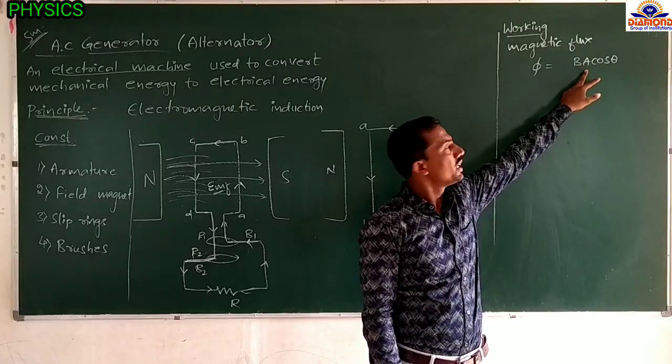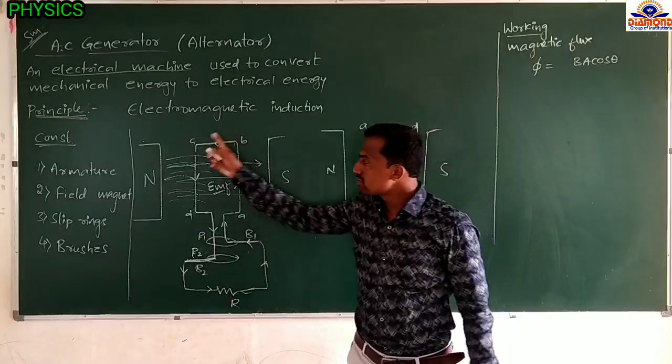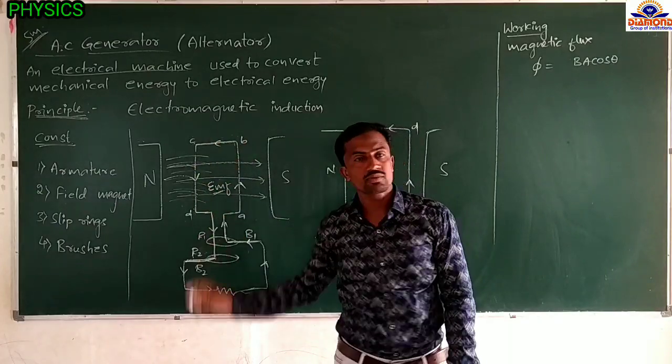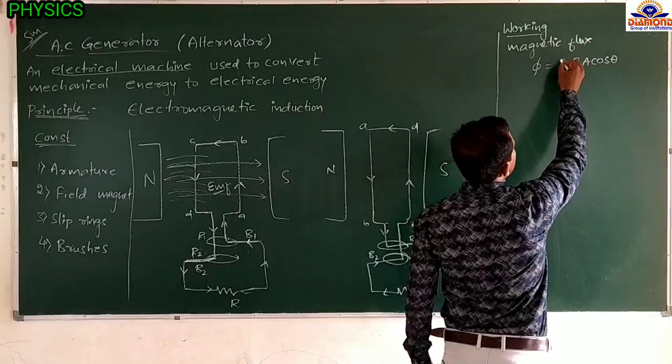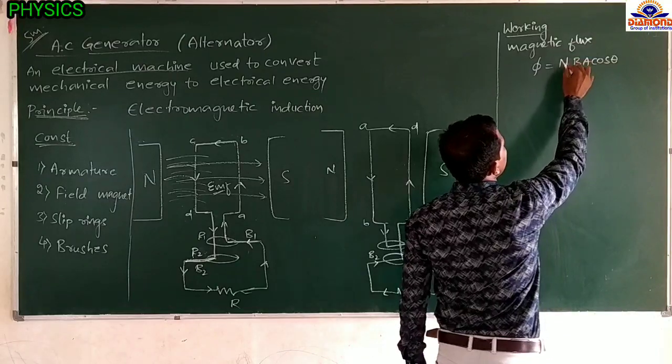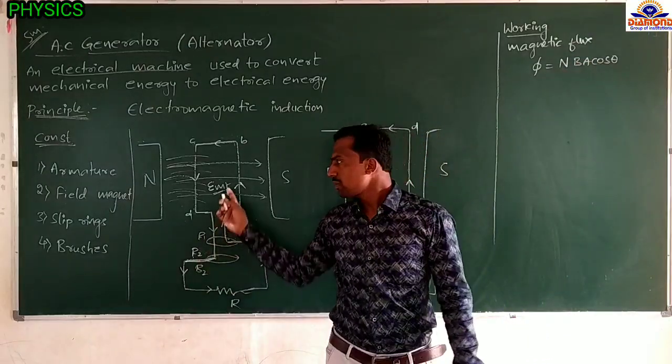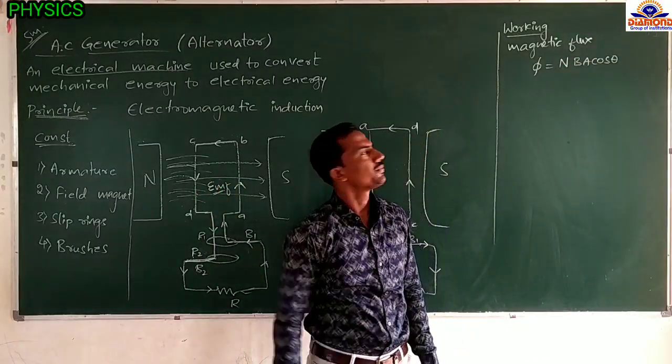The next one: this coil is made up of a large number of turns of insulated copper wire. There are many turns, that's why we write N.